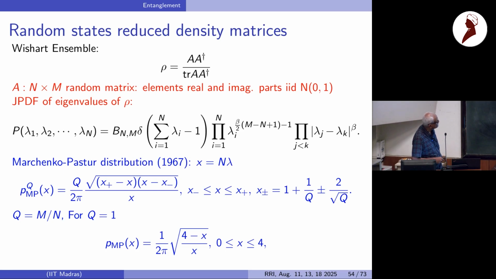Now, if you ask what is the distribution of a single reduced density matrix eigenvalue, it's called the Marchenko-Pastur law. It was derived by Marchenko and Pastur in 1967. This is the equivalent of the Wigner semicircle law. And for the case when m is equal to n, it has a simple form, square root of (4 minus x) over x, where I have normalized x by multiplying by capital N.